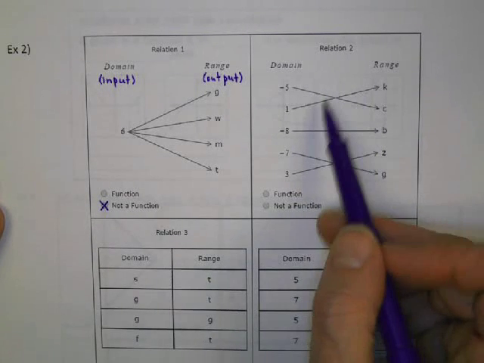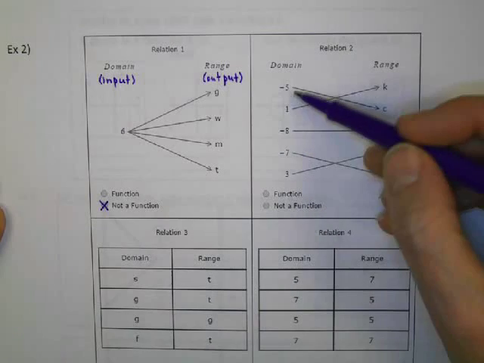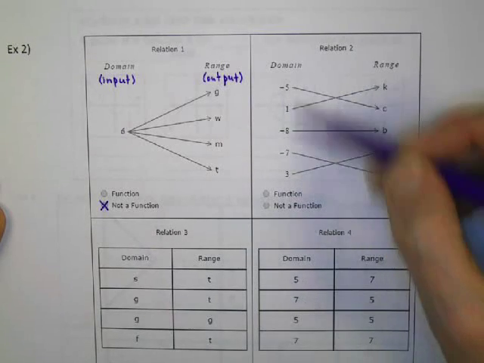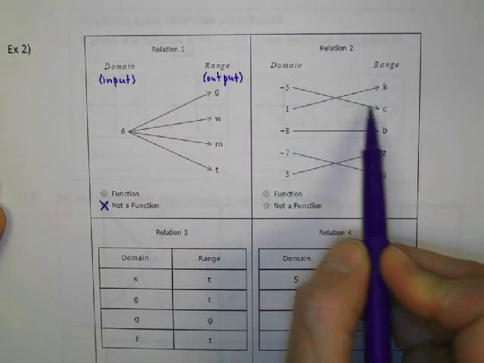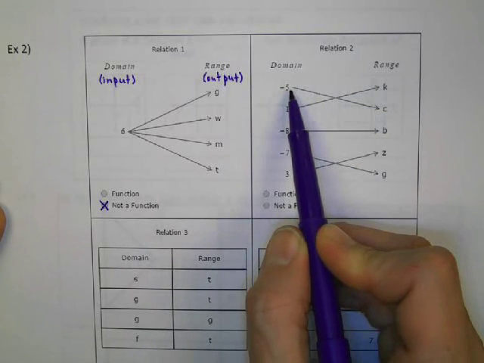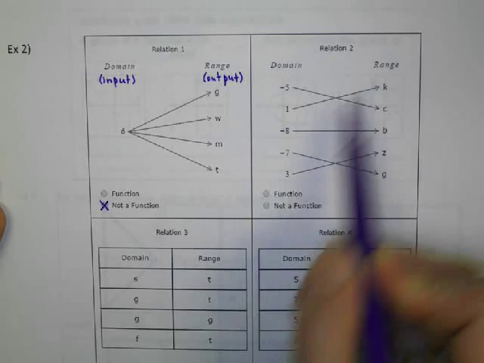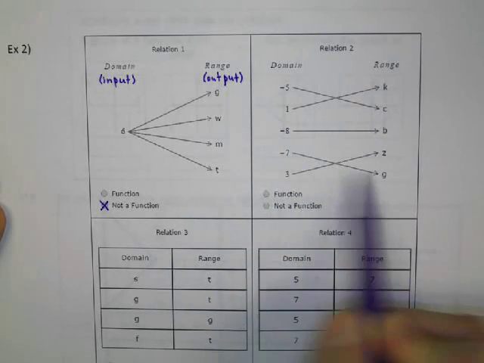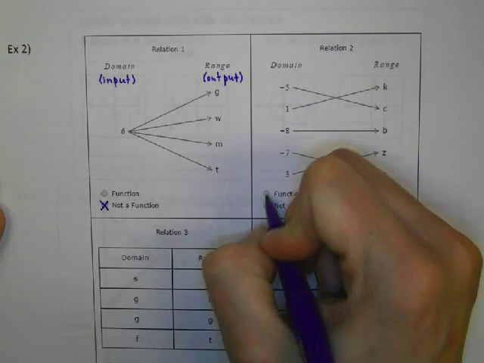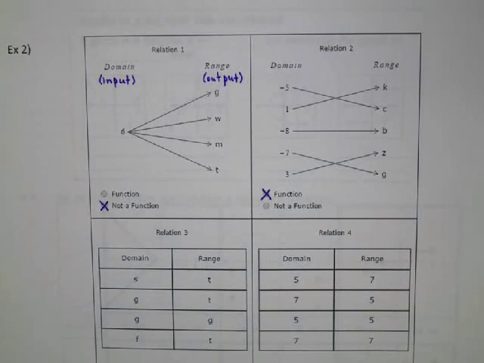Okay, so let's take a look at relation 2. So I see all of these are unique, and each value in the domain, all my inputs, are only matched with one output. So in this case, we do have a function.